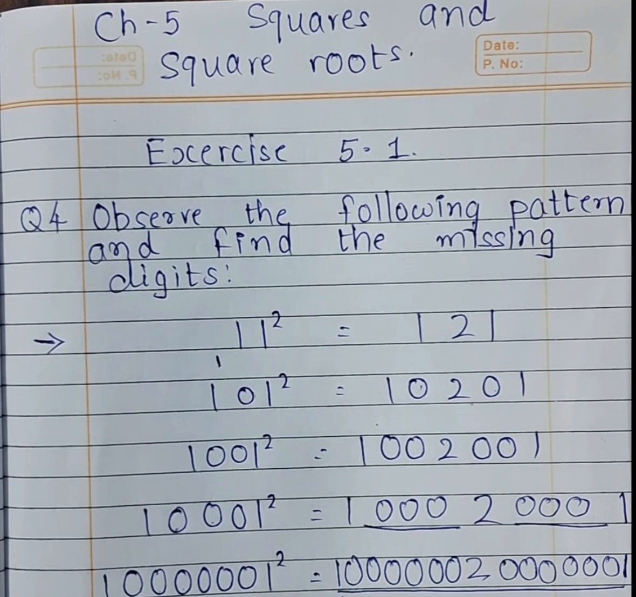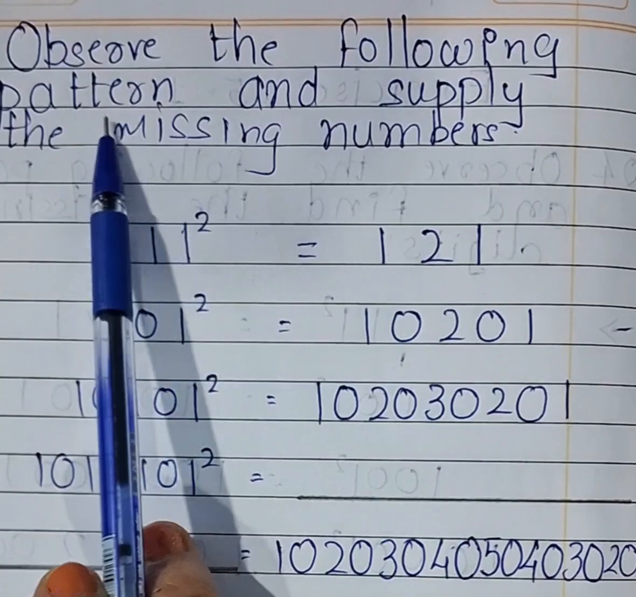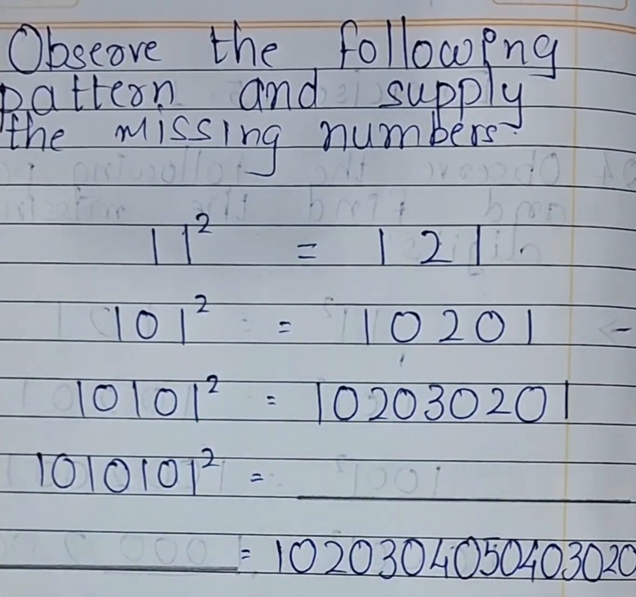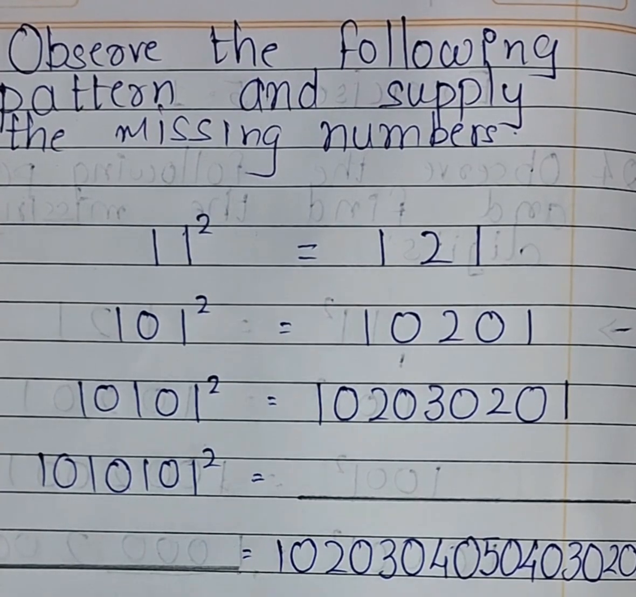Now moving on to question number 5, students. Okay, students, now moving on to question number 5. Question number 5 says, observe the following pattern and supply the missing number. Again, we have to observe the pattern and fill in the missing answers.